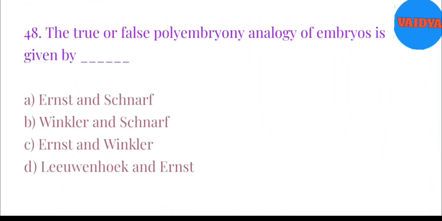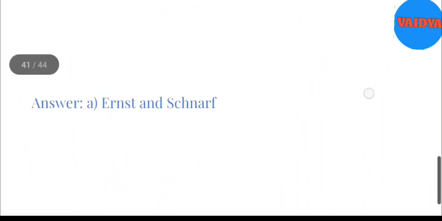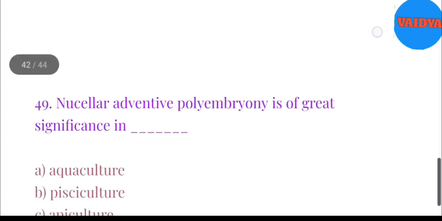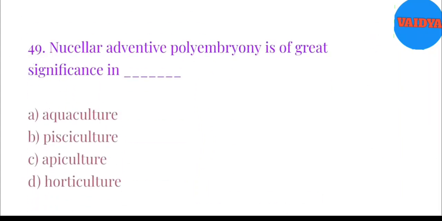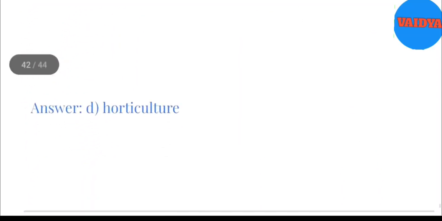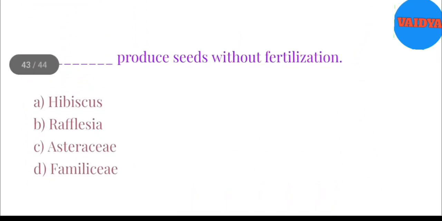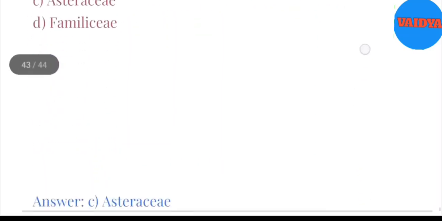49. The true or false polyembryony classification of embryos is given by? A. Ernst and Schnarf. B. Winkler and Schnarf. C. Ernst and Winkler. D. Leeuwenhoek and Ernst. Answer: A. Ernst and Schnarf. 50. Nucellar adventive polyembryony is of great significance in? A. Aquaculture. B. Pisciculture. C. Apiculture. D. Horticulture. Answer: D. Horticulture. 51. Dash produce seeds without fertilization. A. Hibiscus. B. Rafflesia. C. Asteraceae. D. Familiaceae. Answer: C. Asteraceae.